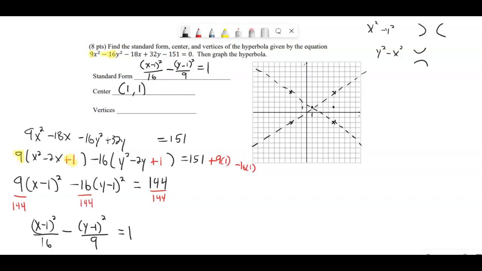So this point is in fact a vertex, as is this one. So this is 1, 2, 3, 4, 5, comma 1. I'll put that one on the right. And negative 1, 2, 3, negative 3, comma 1. These are the vertices.